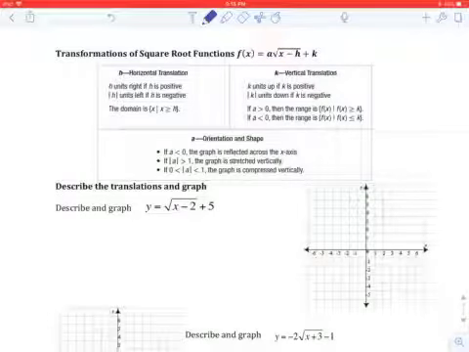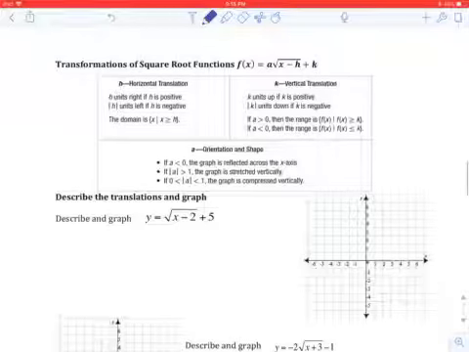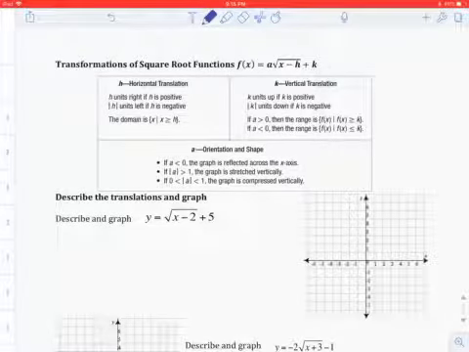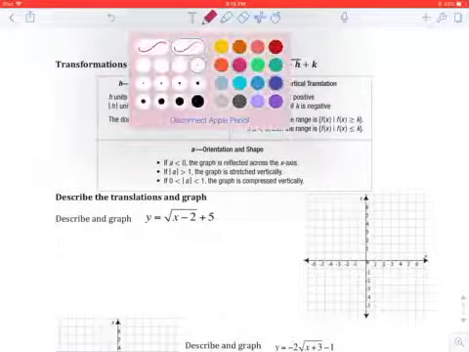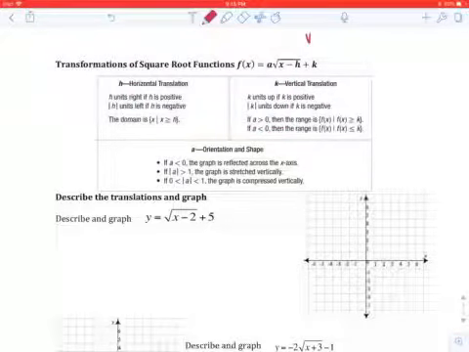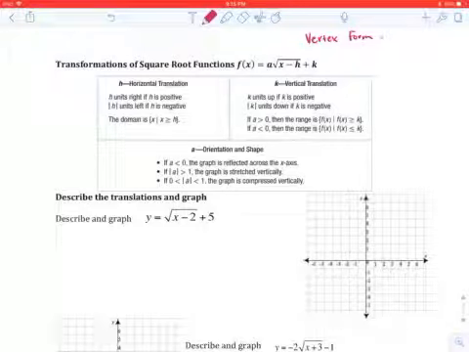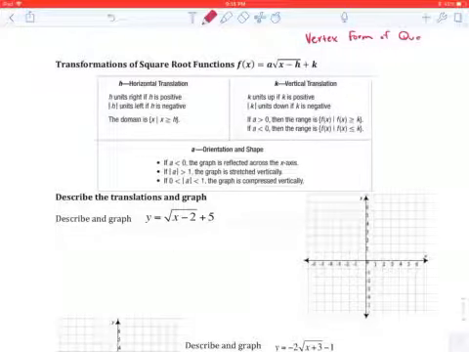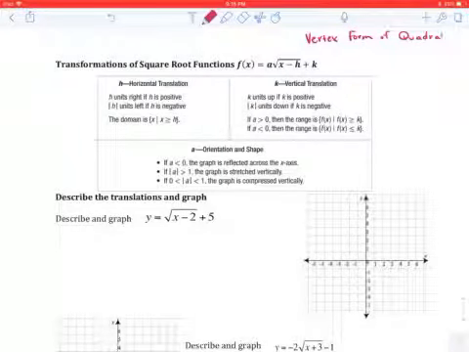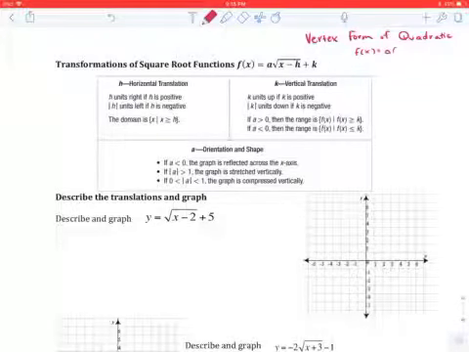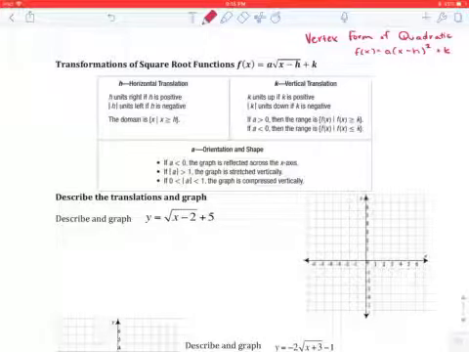We're going to talk about some transformations now of my square root functions. We had this similar form. Actually, we had it in what we called vertex form of a parabola. So remember how back when we did quadratics, we said that vertex form of a quadratic, f of x equals a times x minus h squared plus k.